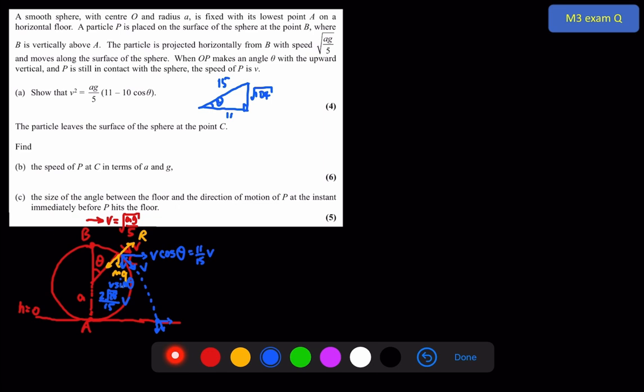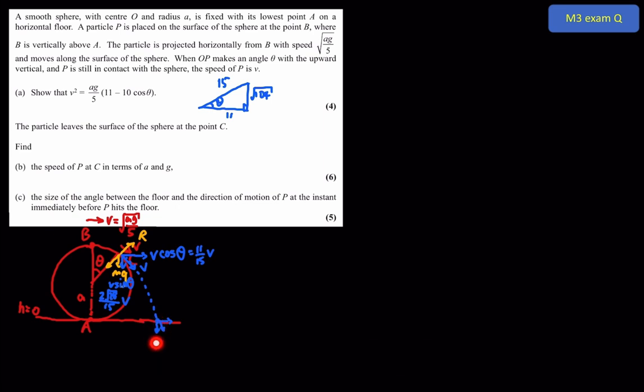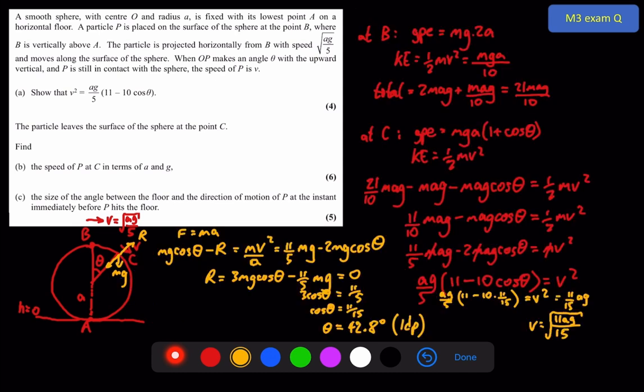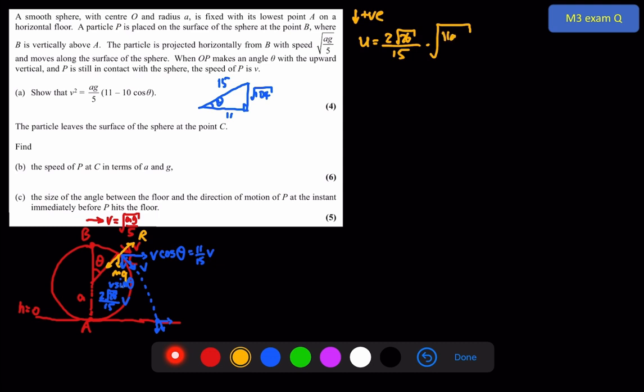This time we don't need the time it takes, what we need is the final vertical velocity when it hits the ground. So looking at our constant acceleration formulae, our initial downward speed is that horrible thing I've just said, 2 root 26 over 15 times v, which was the square root of 11ag over 15. Our acceleration is gravity downwards. We know the distance is a plus a cos theta, where again cos theta is 11/15, so that's 26/15 a, and what we want to know is the final velocity as it hits the ground.